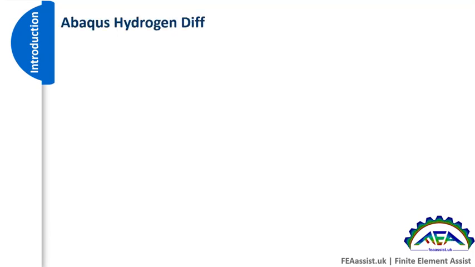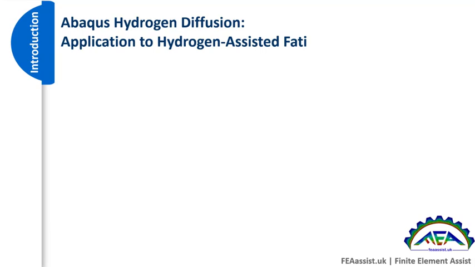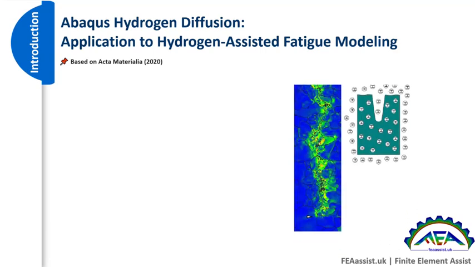Hello. In this work, we focus on hydrogen diffusion modeling in Abaqus and demonstrate how the same framework can be applied to predict hydrogen-assisted fatigue. This work is based on an Acta publication. Hydrogen diffusion is a key mechanism underlying hydrogen embrittlement in high-strength steels, especially under cyclic loading conditions.